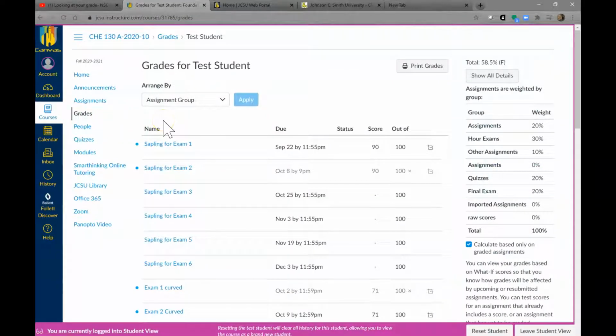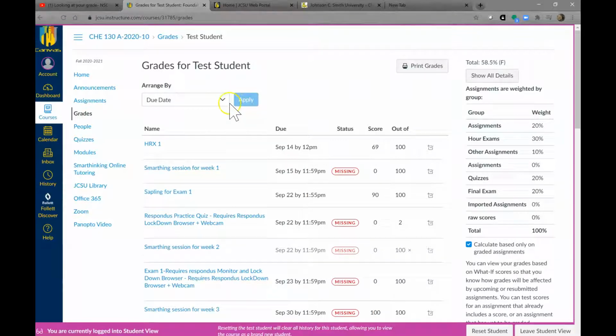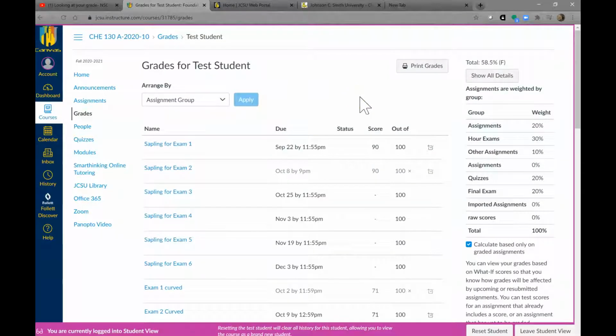One thing that's important when you're looking at your grades, for this it should be you, not test student, is you want to make sure that it is sorted by assignment group, and if you change that, you will have to select apply. So if I looked at due date, that would change everything, but I want to get it back. I want to do it by assignment group, because the way the grade is calculated is by weighting within the assignment group. And if you look over on the right hand side here at the top, you see the test student is currently at 58.5% and has an F in the class.